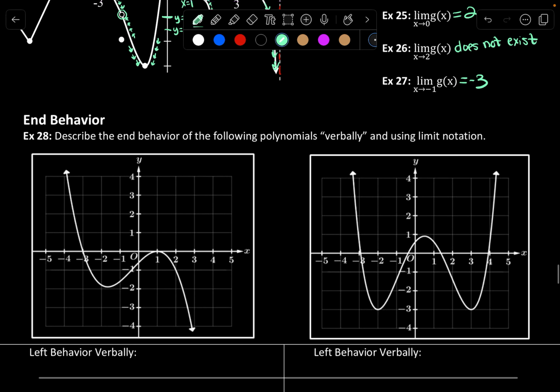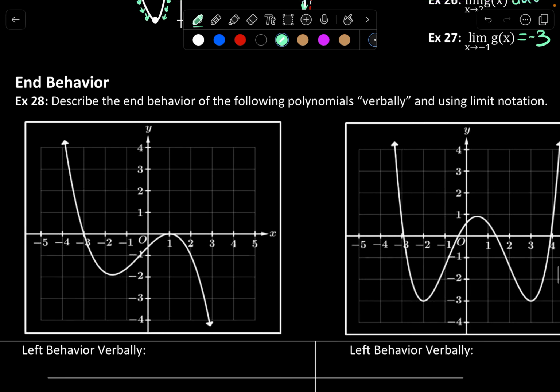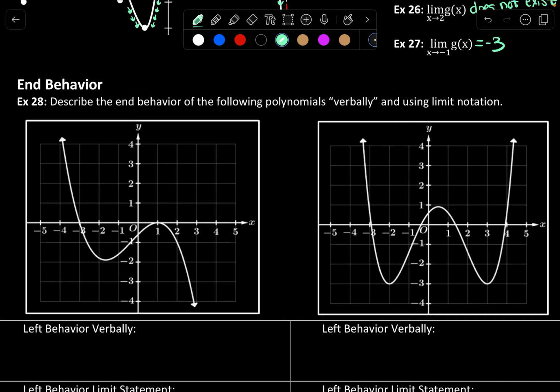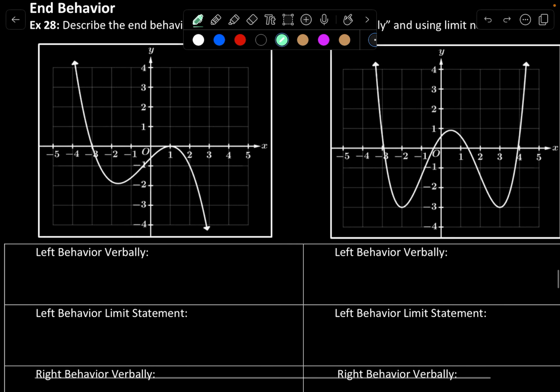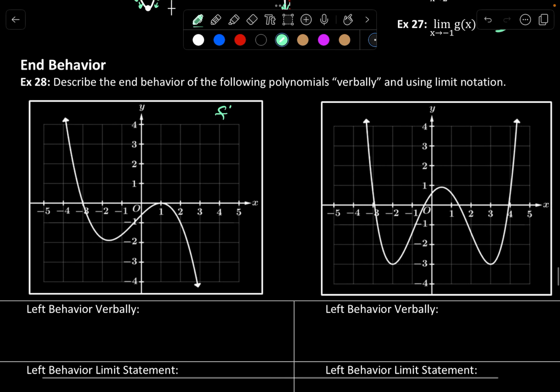All right, we'll also be using limits for end behavior. This will be pretty popular. So describe the end behavior of the following polynomials verbally and using limit notation. Okay, so the verbally, it will explicitly say verbally if we expect you to write it out in like a complete sentence. So the left end behavior verbally, we'll call this f of x. We'll call this g of x.